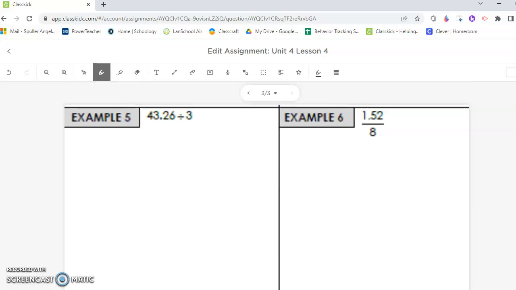All right, so there are 2 problems here. I want you to try both of them, pausing the video and then coming back and seeing if you got them correct.